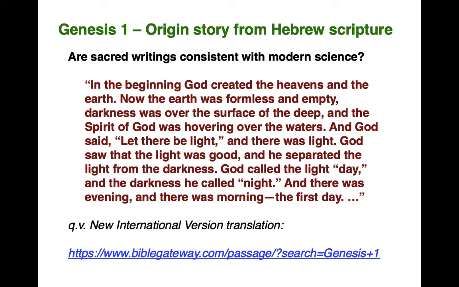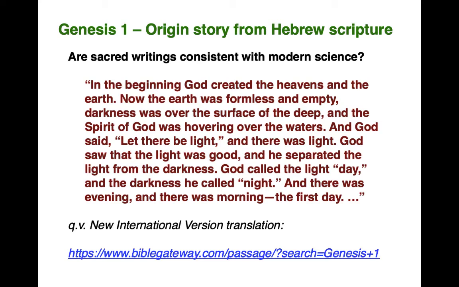Consider the origin story from Hebrew scripture we get in Genesis chapter 1. And what we have to ask ourselves is whether sacred writings are consistent with modern science. Here's an excerpt. In the beginning, God created the heavens and the earth. Now, the earth was formless and empty. Darkness was over the surface of the deep, and the Spirit of God was hovering over the waters.